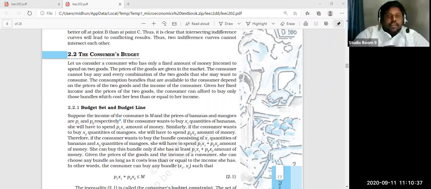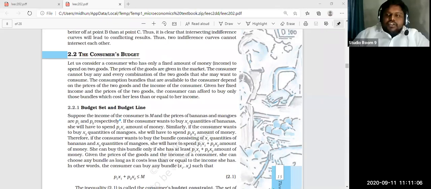Okay, so that's it. So here, let us consider a consumer who has only a fixed amount of money income to spend on goods. The prices of goods are given in the market. The consumer cannot buy any and every combination of the two goods that she may want to consume. The consumption bundles that are available to the consumer depend on the prices of the two goods and the income of the consumer. Okay, so keep that in your mind. The consumption bundle is related with the price of the commodity and income of the consumer.